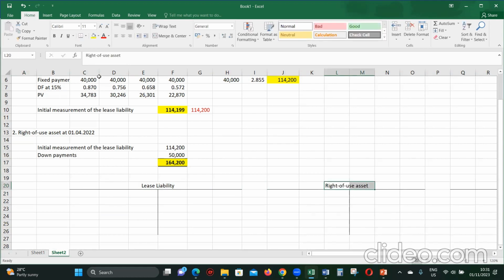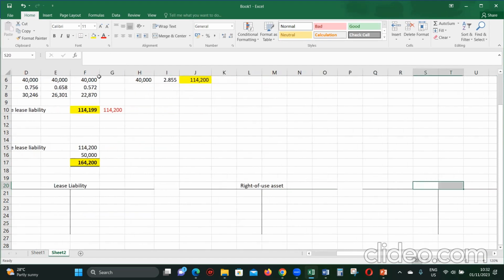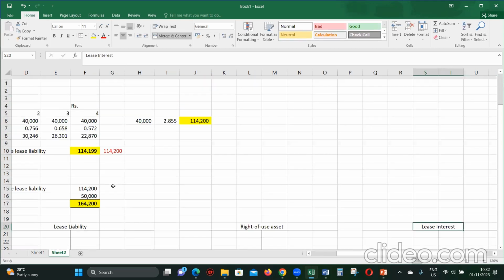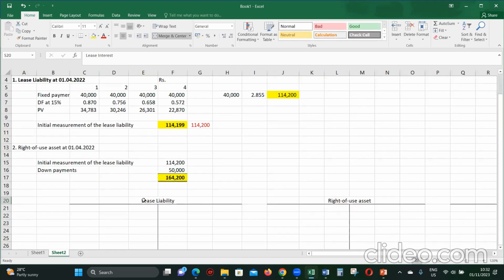And as the lessee, on behalf of this lease liability, we need to pay lease interest. I will take another ledger account for lease interest as well. So let's record this. First of all, the lease liability. Lease liability is 114,200. What should be written here? Right of use asset. I will debit this amount to the right of use asset.